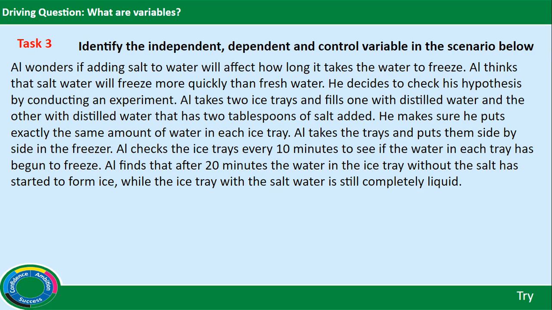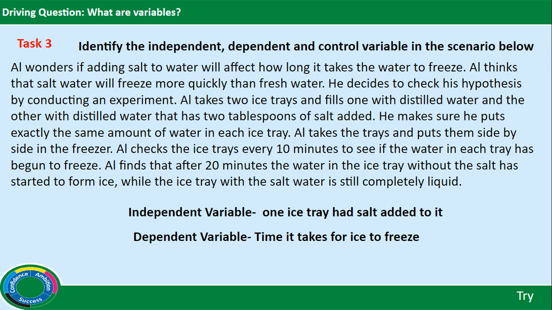Al finds that after 20 minutes, the water in the ice tray without the salt has started to form ice, while the ice tray with the salt is still completely liquid. Now, the independent variable, what did Al change? Well, one ice tray had salt added to it. That's something he changed. You could also say that the other ice tray had no salt added to it. Because Al changed that, that is considered to be the independent variable.